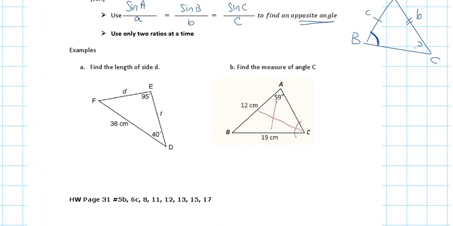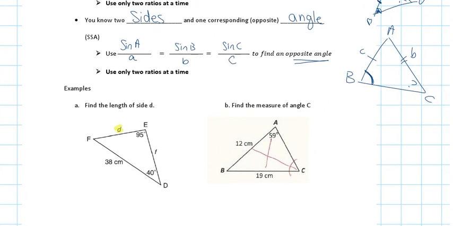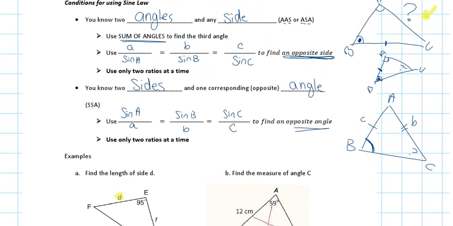So in this question, it's asking you to find the length of D. So you're looking for this. Okay, what is given to me? Two angles and one side. So I have two angles and one side, and I'm looking for a side. So what formula would you want to use if you're looking for a side? You're going to use the first formula, right? Because you're looking for a side, so your side has to be on the top.